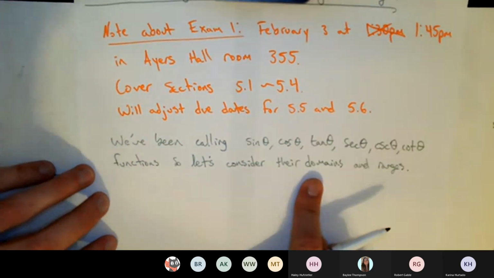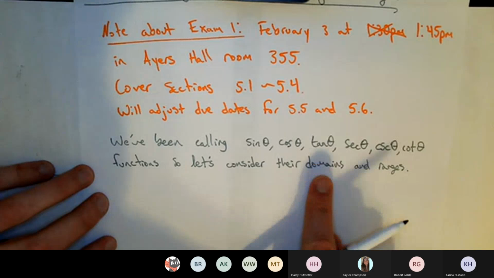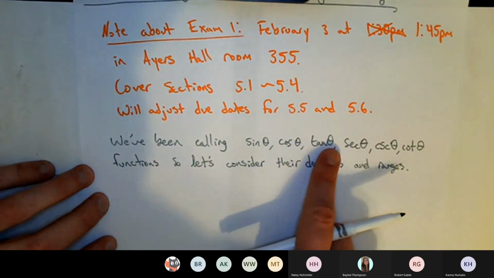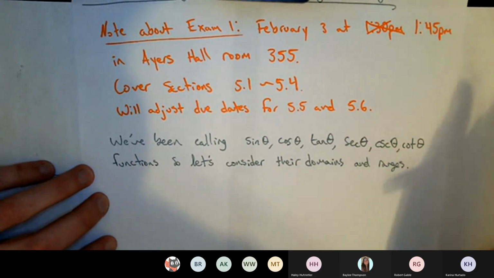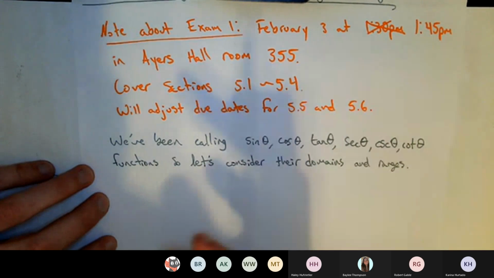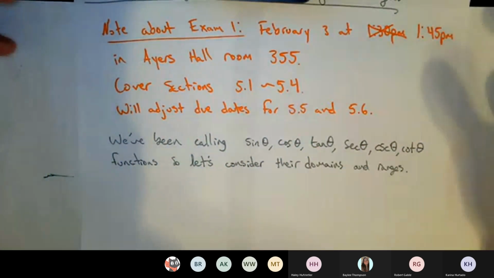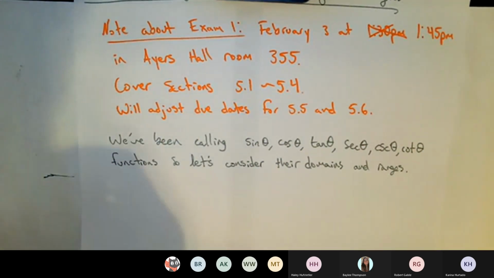Now recall, the domain is just the stuff that's allowed to be plugged in. So theta, in this case, is the representative here for domain. The range is the stuff that the function is allowed to output.